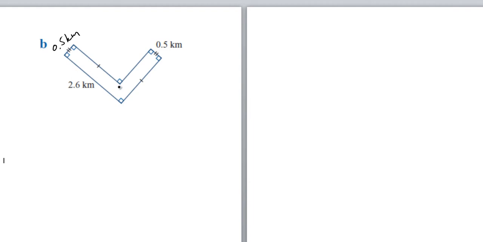But we have a bit of a problem because this side and this side, which match because they have one dash each, don't actually have a number next to them, right? So we don't know how long they are. And we also don't know how long this side is. So we're going to have to figure those out.